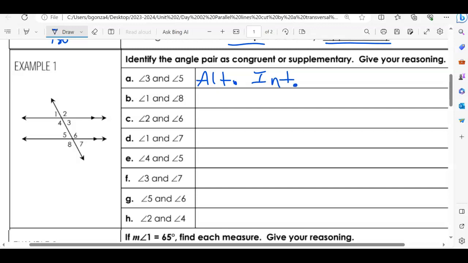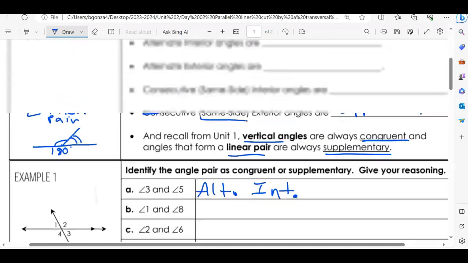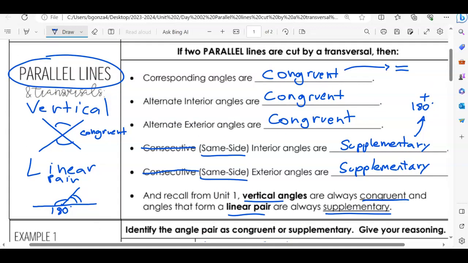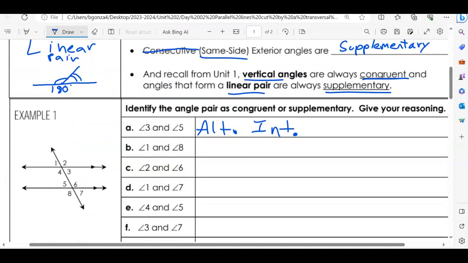Now, with your eyes, just look a little bit above. What are alternate interior always going to be for parallel lines? Alternate interior are what? Congruent, right? So off to the right, we're going to put congruent. That means whatever angle 3 is, angle 5 is going to be the same thing. It's going to be equal in its value.